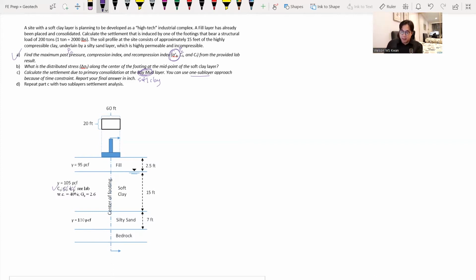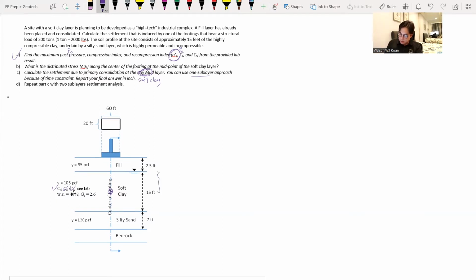But before that, part B will ask you to find what is the distributed stress at the midpoint. So if we want to treat it as a one sub-layer, the point of interest for settlement analysis will be at the center of the footing and also at the middle of the layer, since we only have one layer. So the elevation we're getting is right at the midpoint.